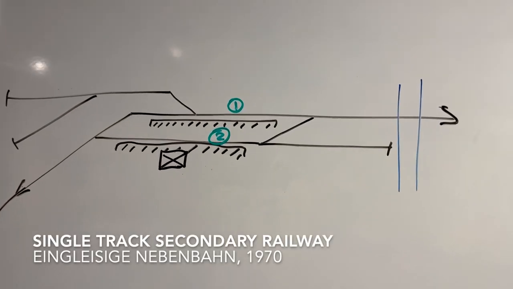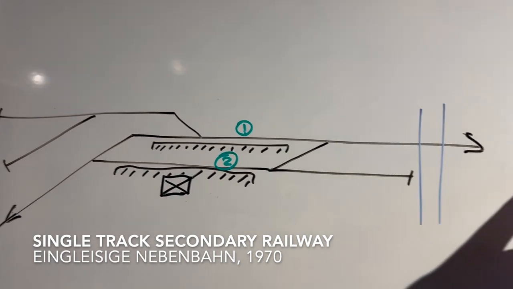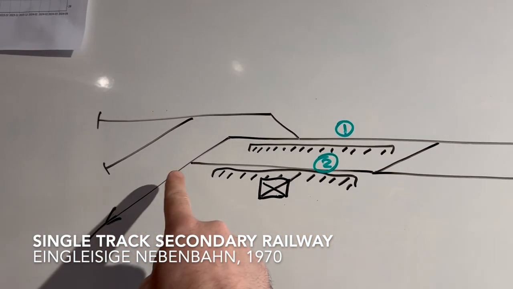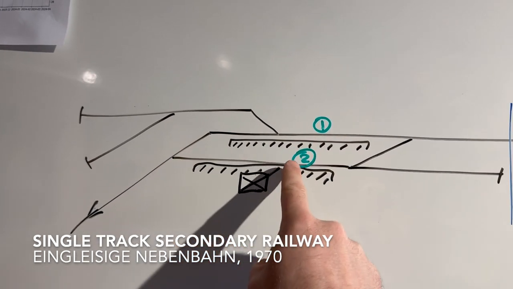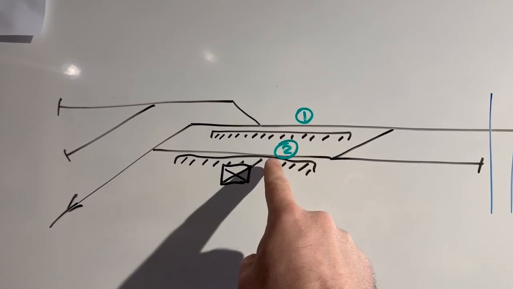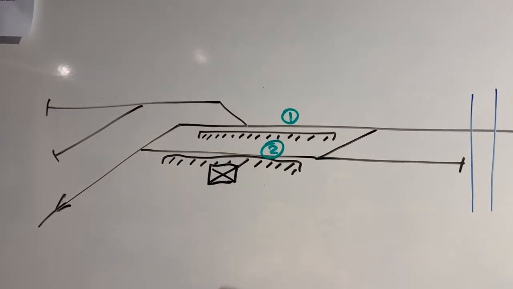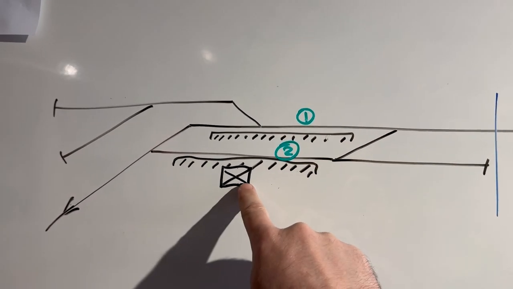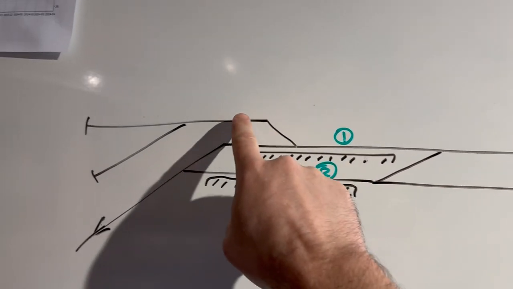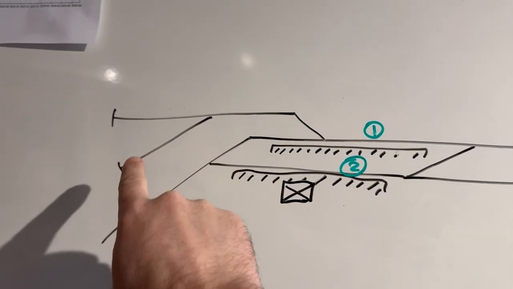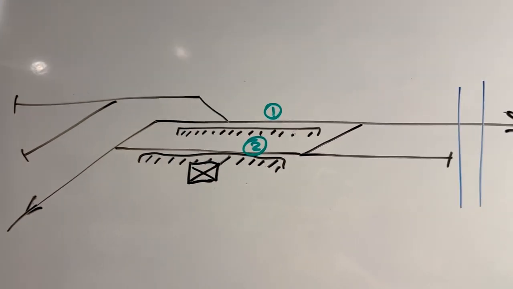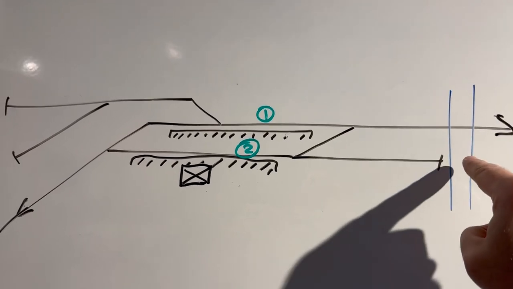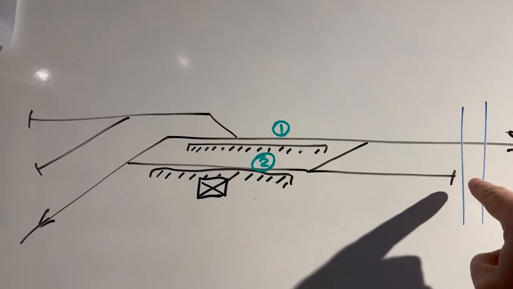This is the basic situation. You've got a line going into the station and out of the station, two tracks for the main traffic, with a station platform, station building, and a couple of tracks for goods traffic, and the level crossing that I introduced in a different video.